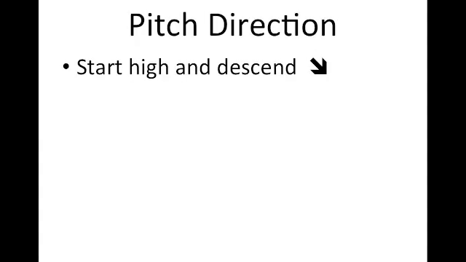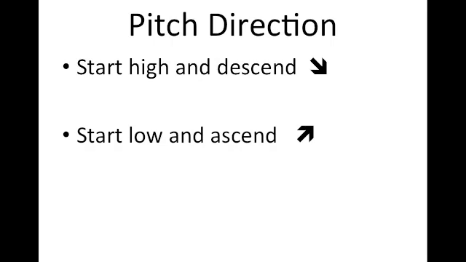Another aspect of melody is the pitch direction. The pitch can start high and descend, or start low and ascend. It would be limiting if melody only moved in one direction, so an effective melody combines upward and downward movement, as well as repeated notes without upward or downward direction. That is called static melody.